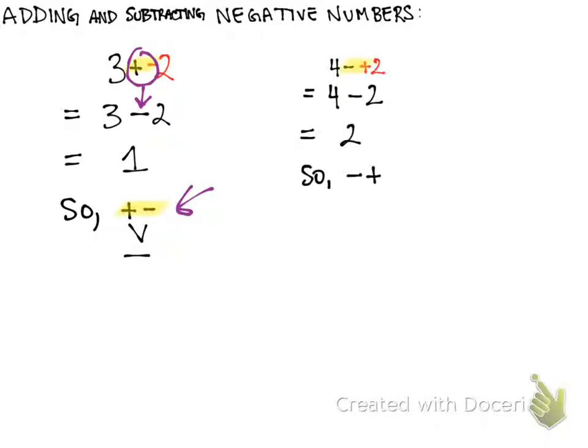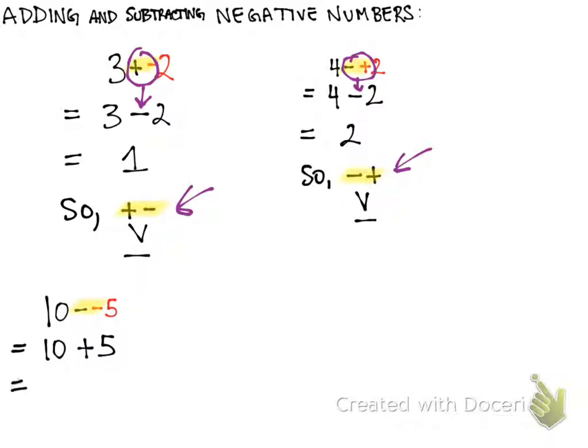On the other hand, if I have 4 minus positive 2, here what I'm saying is subtract a positive number. Well, the negative and the positive, they also get simplified and they also become just one single negative sign. So 4 minus 2 becomes 2, and we notice over here that when there's a negative followed immediately by a positive, that becomes a negative.